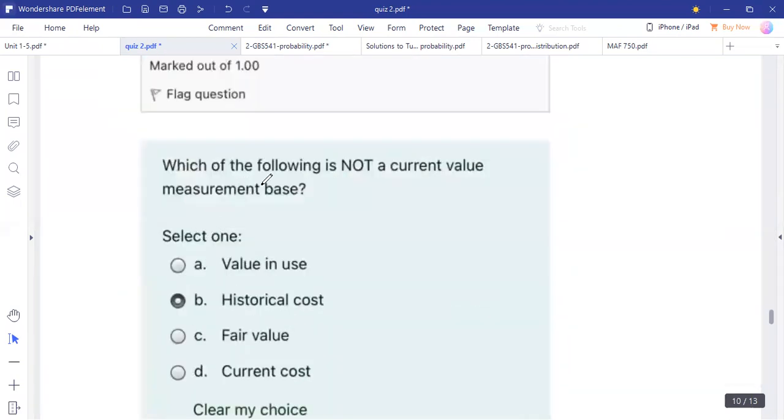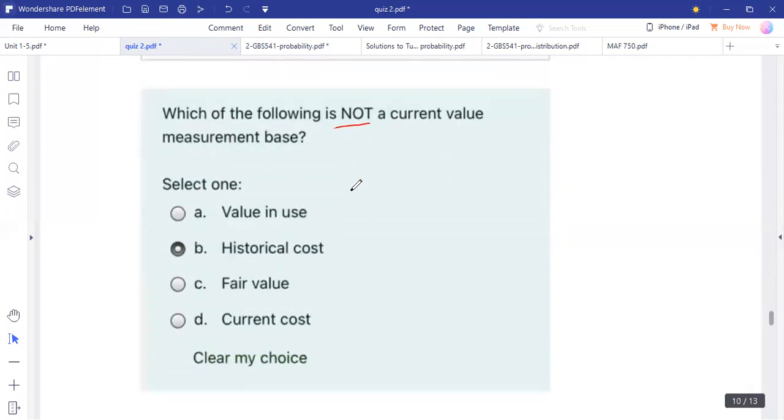Which one of the following is not a current value measurement base? Value in use, historical cost, fair value, current cost. So it was historical cost.